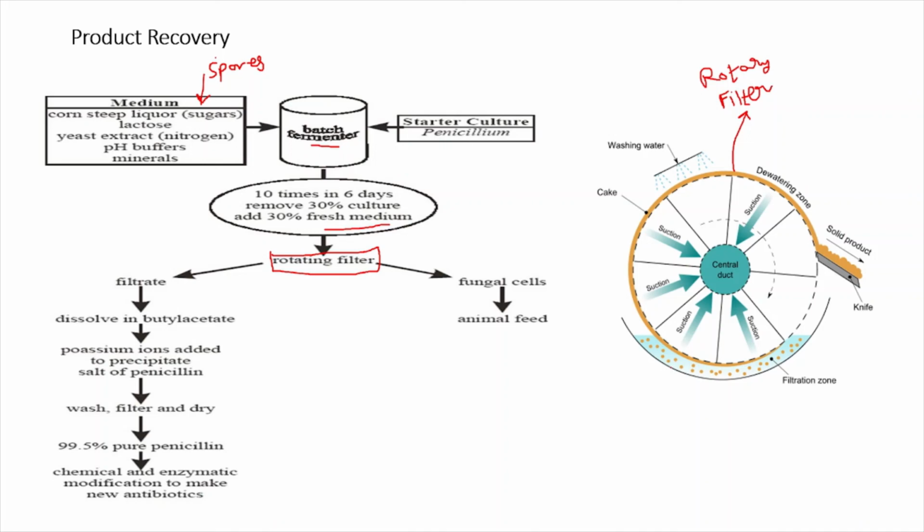So what happens, suppose this is the penicillin broth, where you have liquid penicillin that has been freshly produced. Along with that, the yellow ones are the fungal biomass. This is actually a mixture of fungal biomass and the liquid penicillin. So suppose this is the feed, containing liquid penicillin and the fungal biomass. You place it here and rotate the filtrate over here.